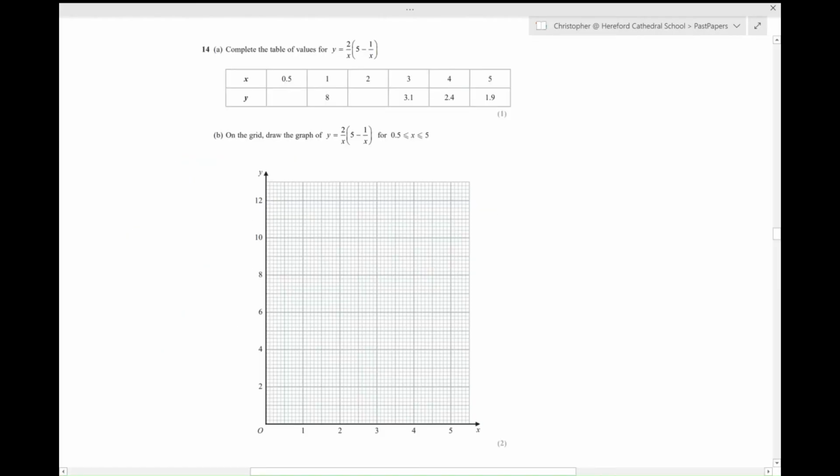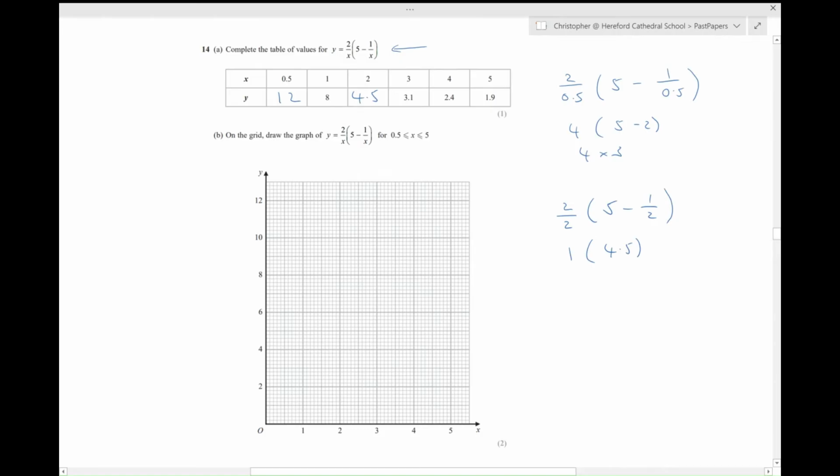Question 14. We have to complete the table of values for these x values given this formula for y. So if x is a half, then we'll have 2 divided by a half multiplied by 5 minus 1 divided by a half. Now you can put that in your calculator carefully, or you can know that 2 divided by a half is 4 multiplied by 5 minus 2, which gives me 4 3s, which is 12 here. And similarly, for when x is 2, you're going to have 2 over 2 multiplied by 5 minus 1 over 2. 2 over 2 is 1, multiplied by 4.5 gives me 4.5 here.